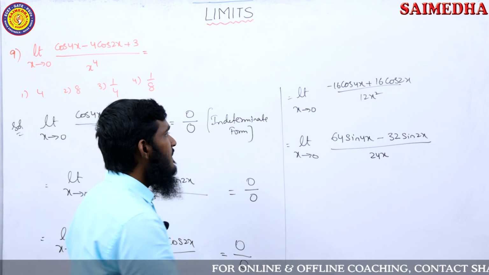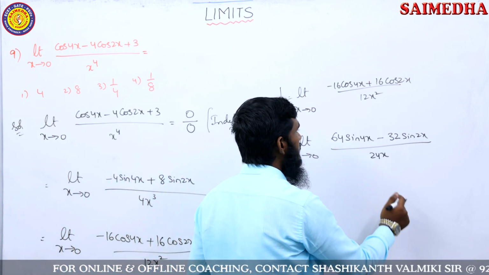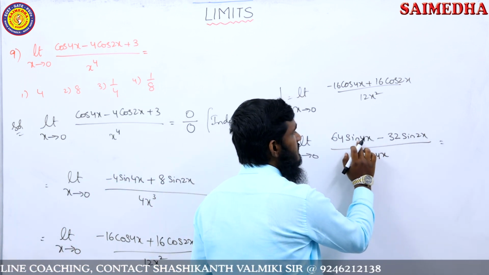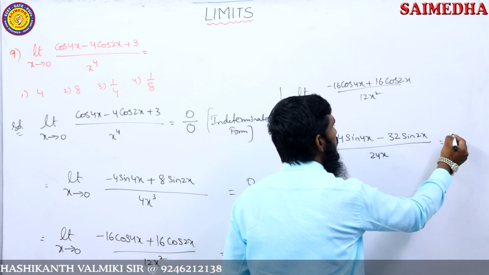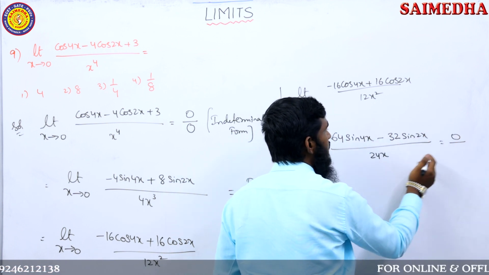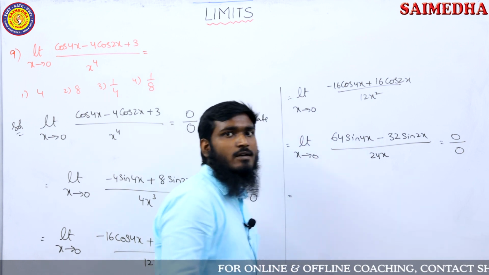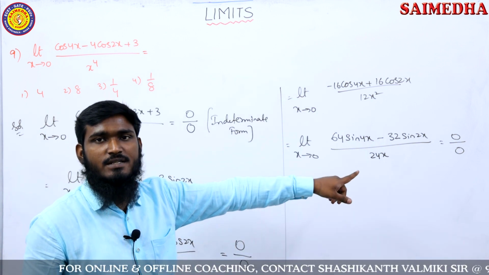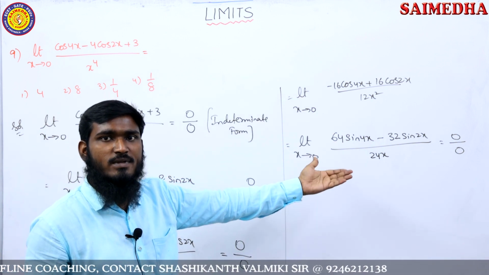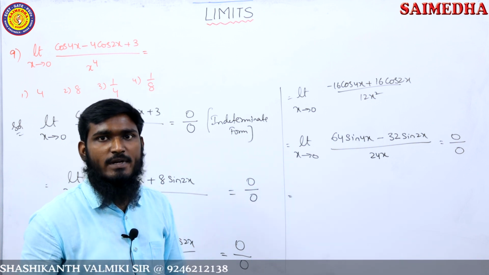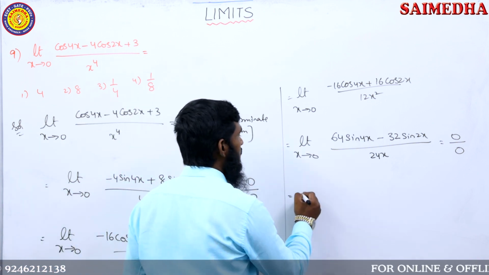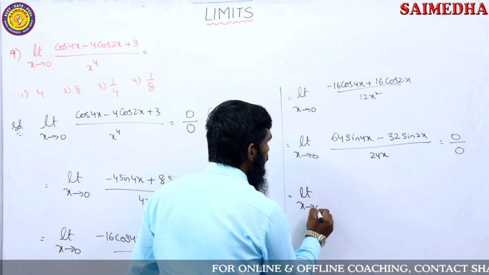Now let us substitute the value over here. So sin 0 is 0, numerator part is 0 divided by 24 into 0, denominator is also 0. So we are getting the answer as 0 by 0. What will happen? 0 by 0 means again we have to apply the L'Hospital rule. So if you are applying the L'Hospital rule, limit x tends to 0.